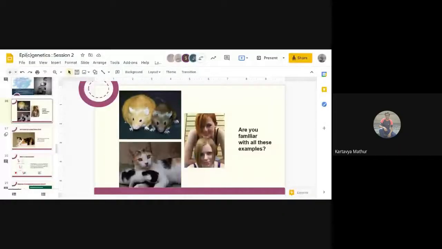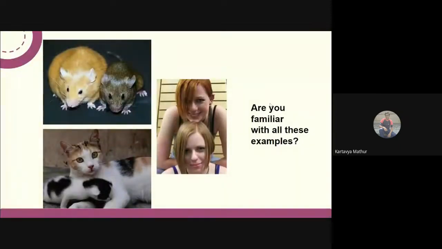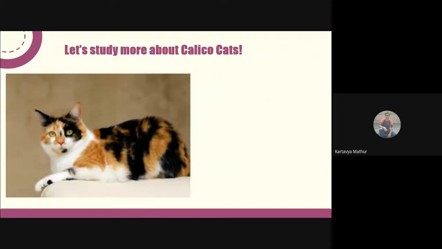So, by now, you might be familiar with all these examples, the rooty mice, twin sisters, and calico cat. Today, we shall be diving deeper into the epigenetic studies of calico cat. So, why do you think the typical phenotype of three coat colors, the white, brown, and black, would be present in calico cat? Can anybody give a wild guess?